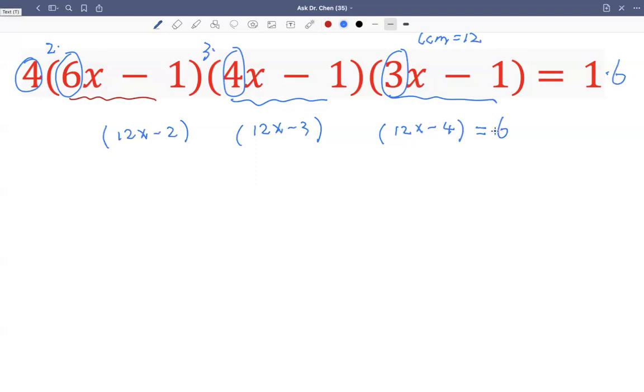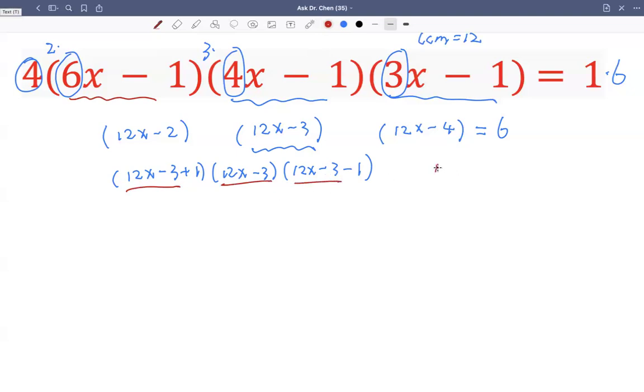Okay, now what do we do? Now we want to rewrite those 3 factors. Let's use the middle one, right? Let's write this one as 12x minus 3 plus 1. The middle one, 12x minus 3. Then 12x minus 3 minus 1. Right? So let's substitute 12x minus 3.